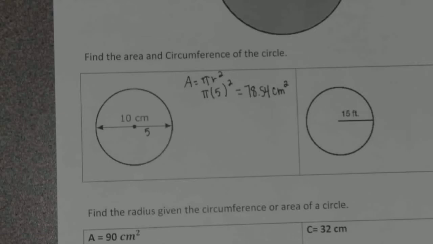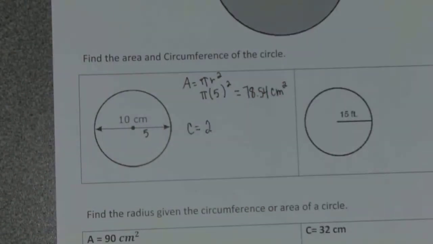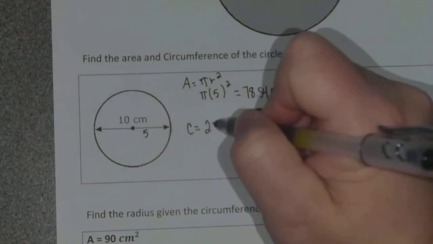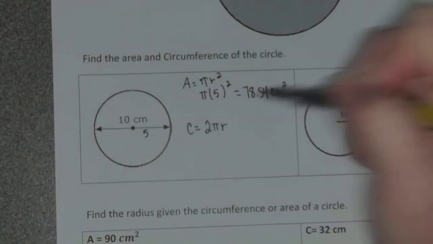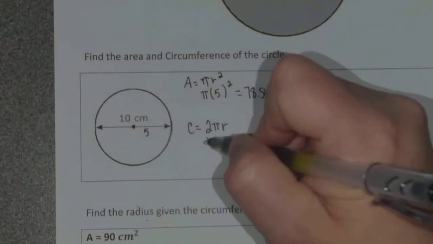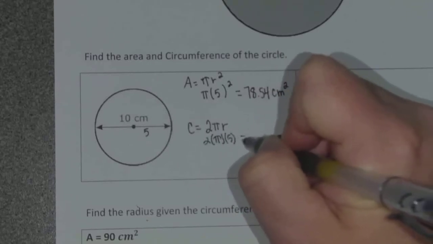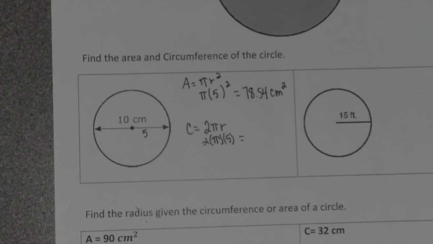Okay. I do the same thing when I'm looking for the circumference. I just use that formula. The formula for circumference is 2 times pi times the radius. What did we say the radius was? We said it was 5. So 2 times pi times 5. Punch it in your calculator. That's going to give you the circumference, the length around the outside of the circle.